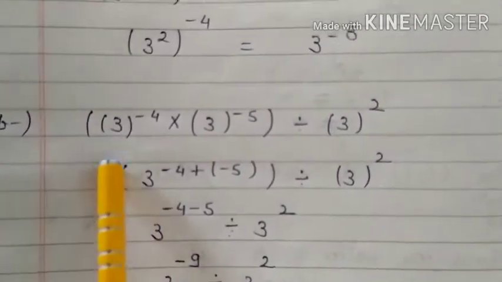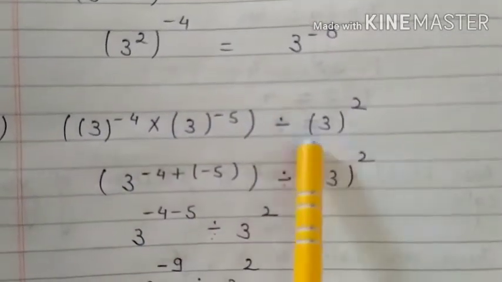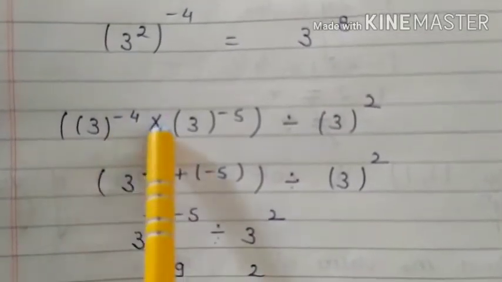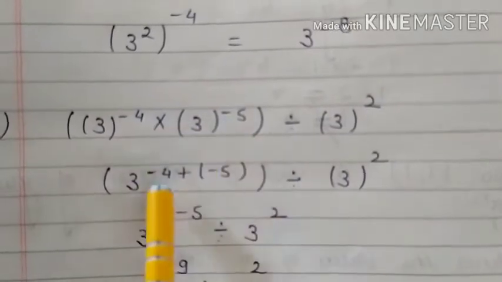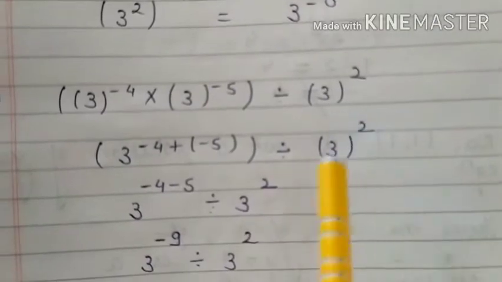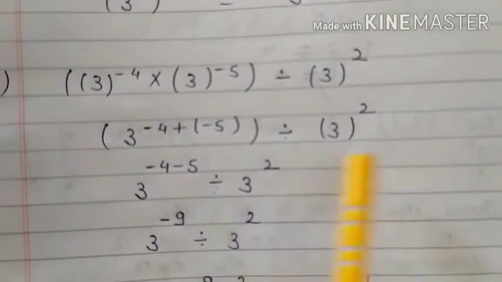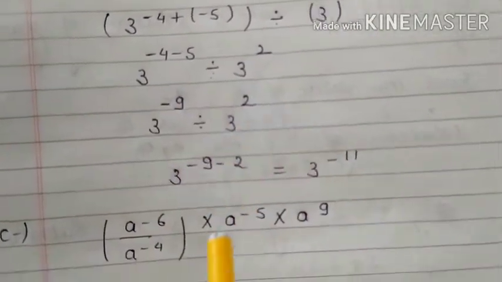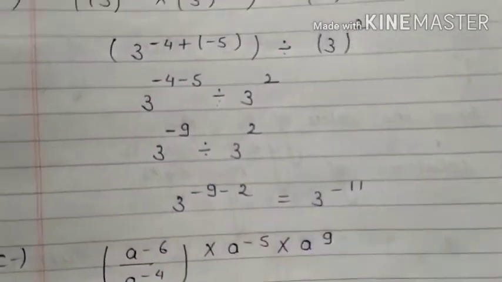Okay, now B part: 3^(minus 4) times 3^(minus 5) divided by 3^2. Here we have 3^(minus 4), and when we have a multiply sign between two same bases, then the power will be added. So 3^(minus 4 plus minus 5) in one bracket, and 3^2. After adding we get 3^(minus 9), and here we have 3^2, and now we have a divide sign between same bases, then the power will be subtracted. So 3^(minus 9 minus 2), we get 3^(minus 11).